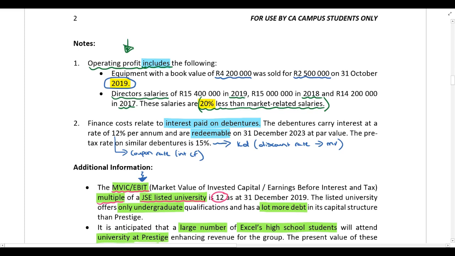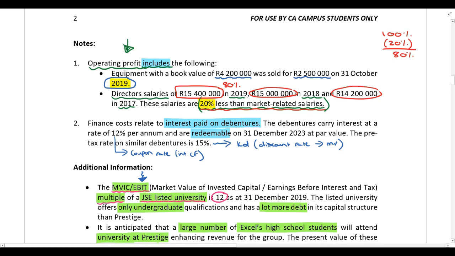So just be careful here, guys, because what most people tend to do is just take this expense and multiply it by 20%, and then you want to expense a further 20% like that. That's not correct. Why can you not do that? This is not the total expense. This is 80% of the total expense because it's 20% less than the market-related salary. So the market-related salary is 100%, and this is 20% less than a market-related salary, which means all of these costs that you've been provided with over here are 80% of the total market-related salary.